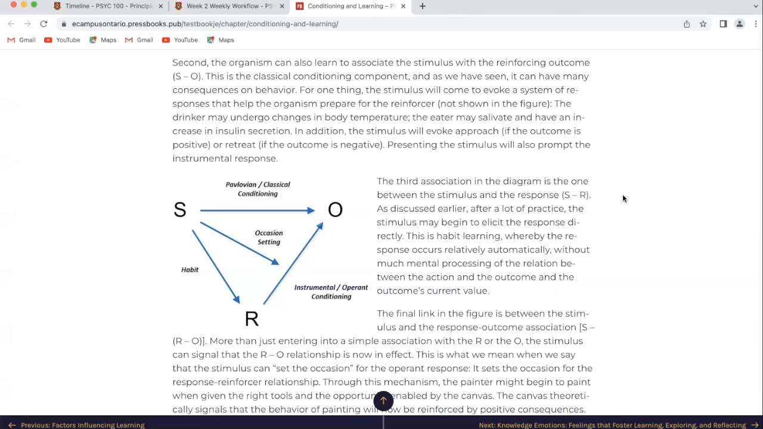The third association in the diagram is the one between stimulus and the response, S to R. As discussed earlier, after a lot of practice, the stimulus may begin to elicit the response directly. This is habit learning, whereby the response occurs relatively automatically without much mental processing of the relation between the action and the outcome's current value. So just imagine an inverted triangle and the arrows going from S to O, S to R, and R to O. But there's one more.